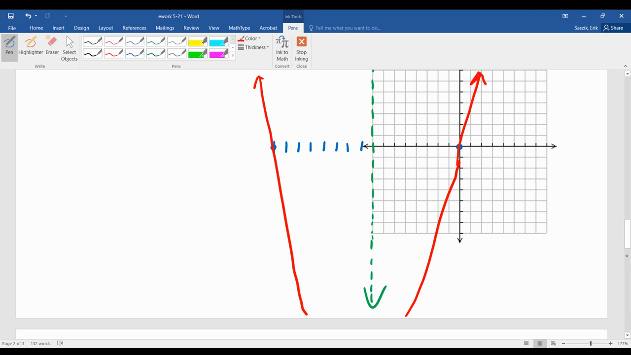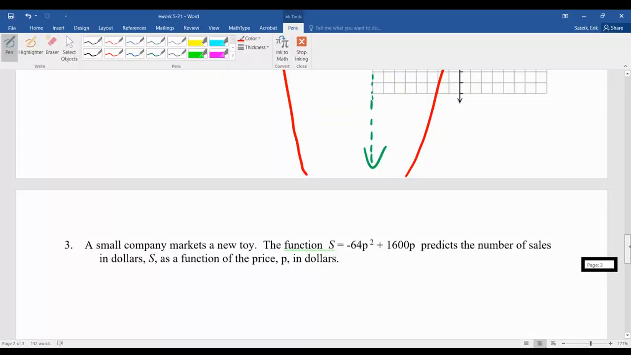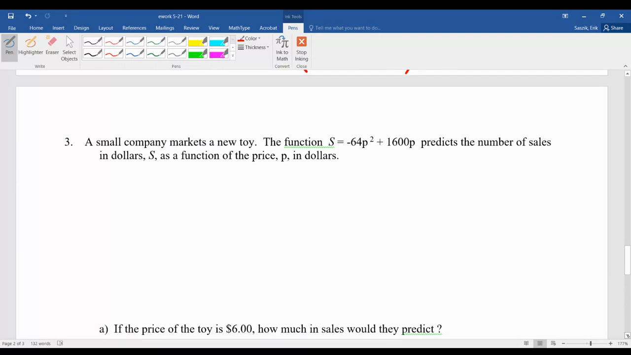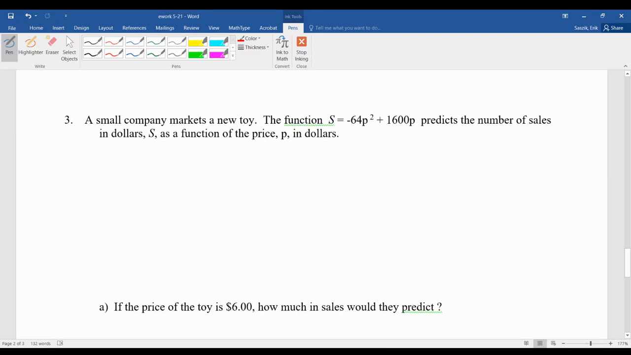All right, next one. So this is a word problem. And here, take a look. We're going to talk about this, spend some time with this. A small company markets a new toy. The function S equals -64p squared plus 1600p predicts the number of sales in dollars. So capital S, that's the amount of money coming in. That's the revenue. That's the sales in dollars as a function of the price P in dollars.